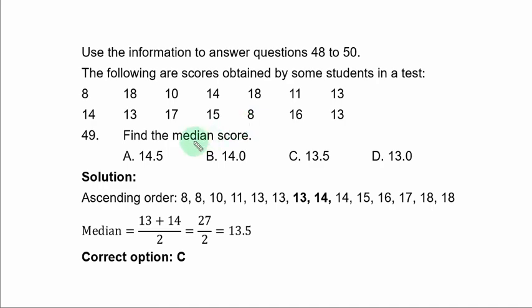Question 49. Find the median score. To get the median score, you simply rearrange the scores in ascending or descending order. I prefer ascending order. From this order the number of scores is even. That means you have two middle scores after the arrangement, and you have 13 and 14. So the median is the average of 14 and 13. That is 13 plus 14 divided by 2. So you have 27 over 2, and that is 13.5. Option C is the correct option. That is the median score, the middle score.